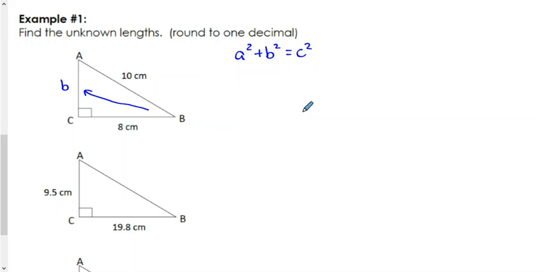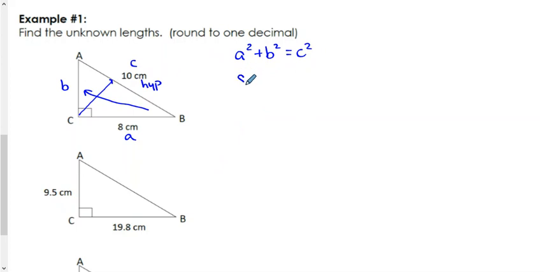Now, there are two ways to do this. One way is to just substitute in right now and solve. The other way is to solve for your variable, so isolate your variable, substitute in, then solve. It doesn't matter what you do. I will do both in this lesson. So let's just substitute in and then solve for this first one. Here, this is B. Here I have A, and here my hypotenuse, my longest side across from my 90-degree angle, is C. So my hypotenuse.